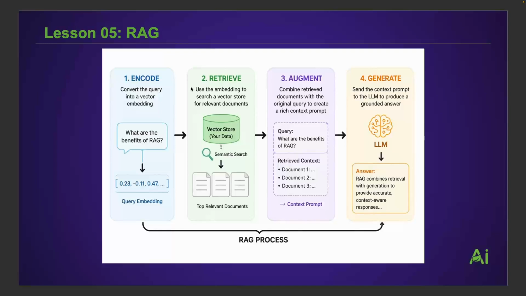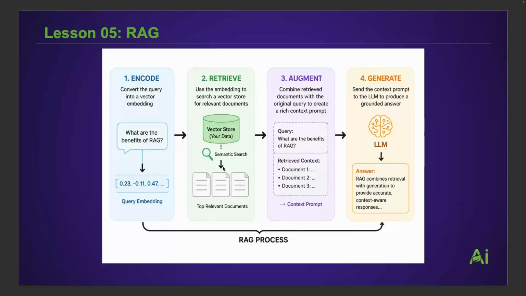Let's say you already have your knowledge base, that is, the vector embedding of your knowledge base. RAG involves primarily four steps: encode your query into a vector embedding and do a semantic search in your knowledge base, retrieve the relevant information, combine the retrieved documents with the original query, and then send that context to the LLM to produce a grounded answer.